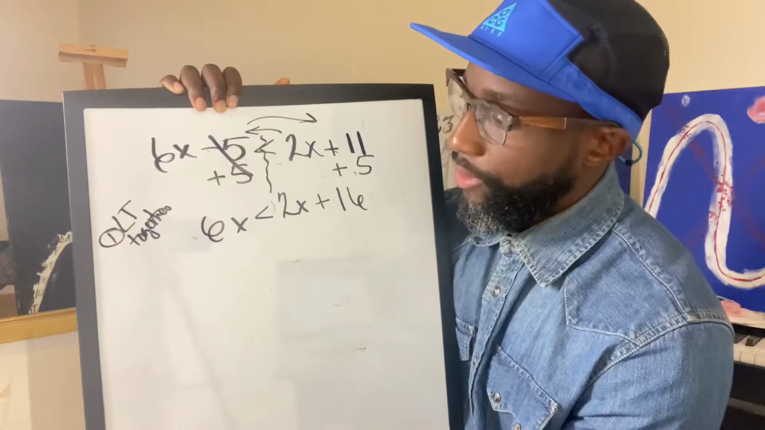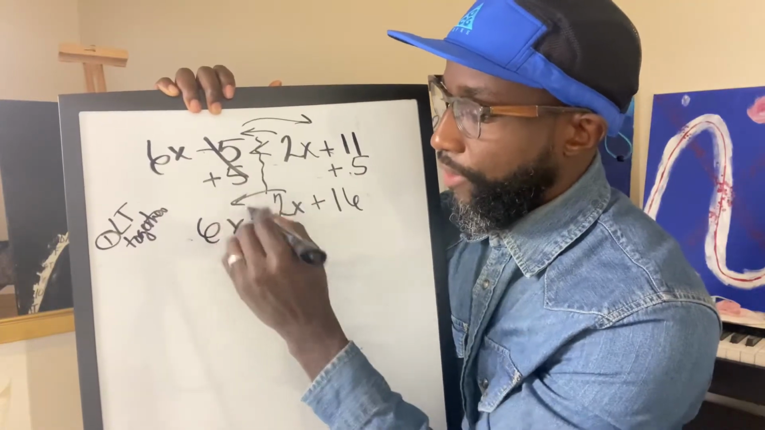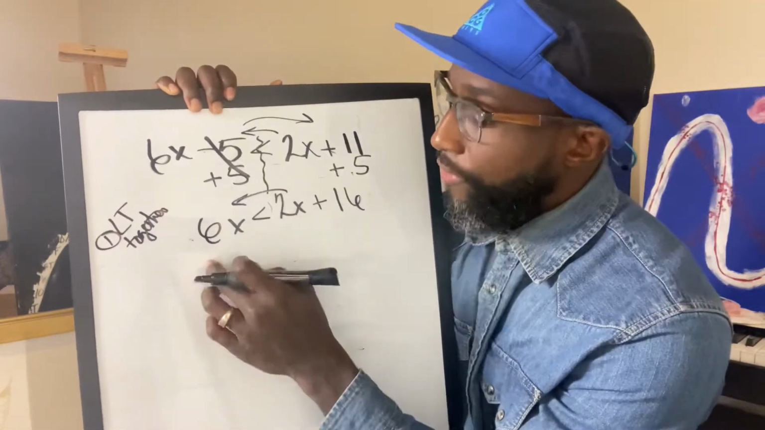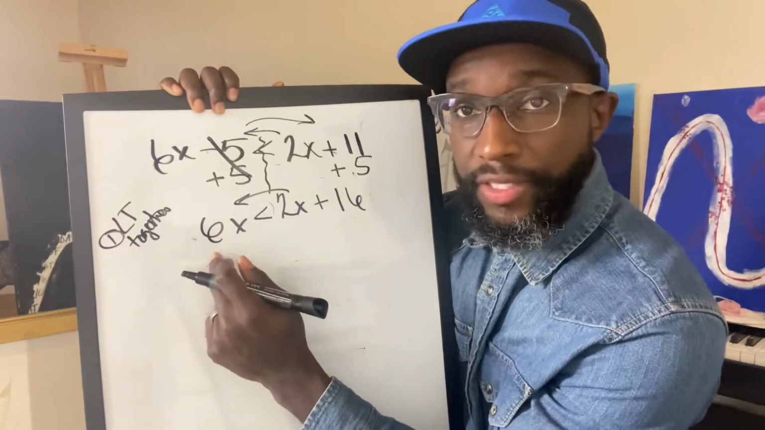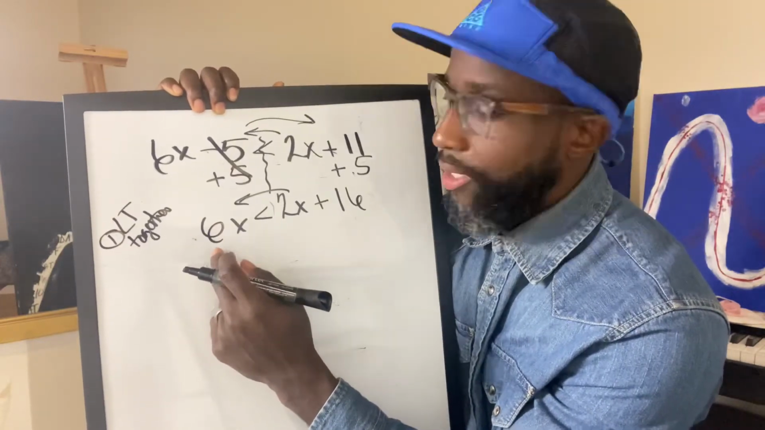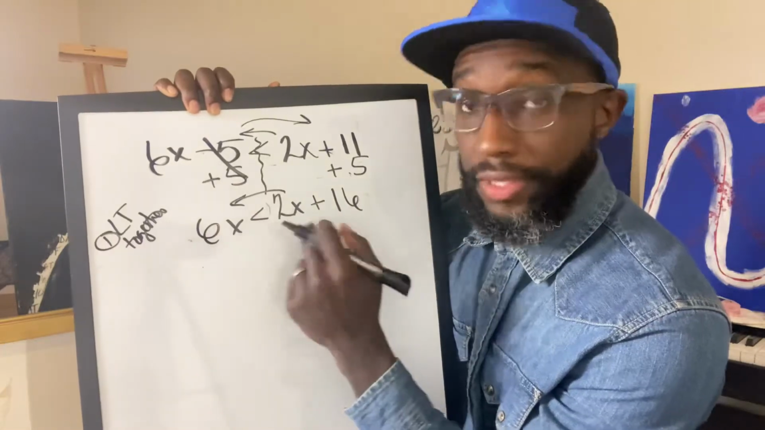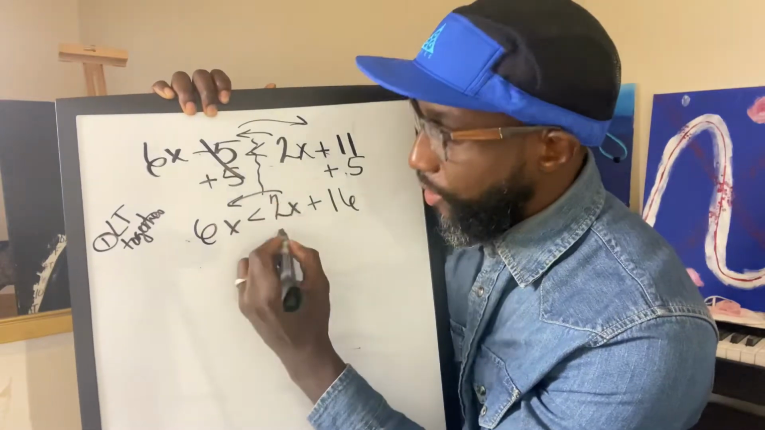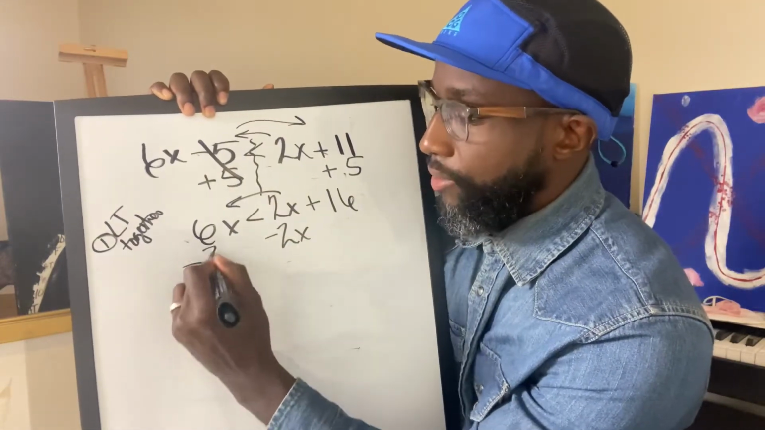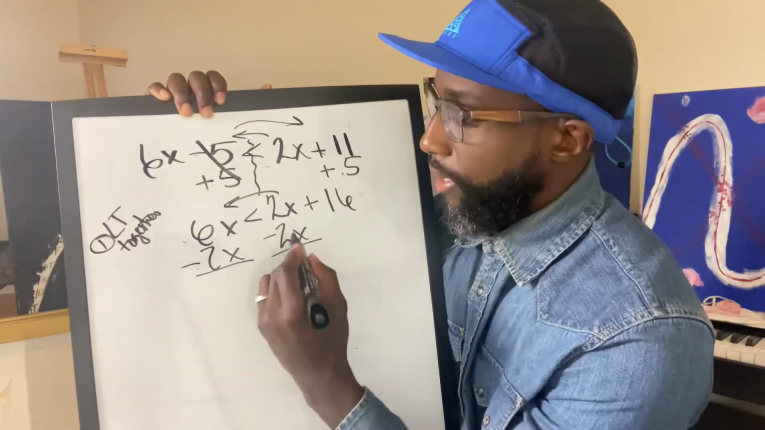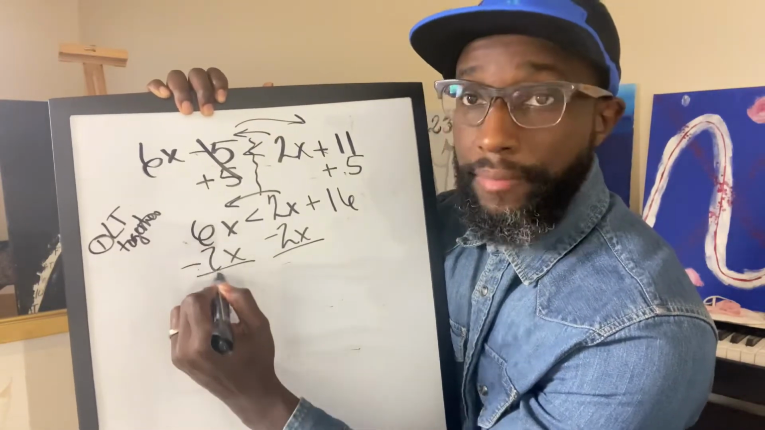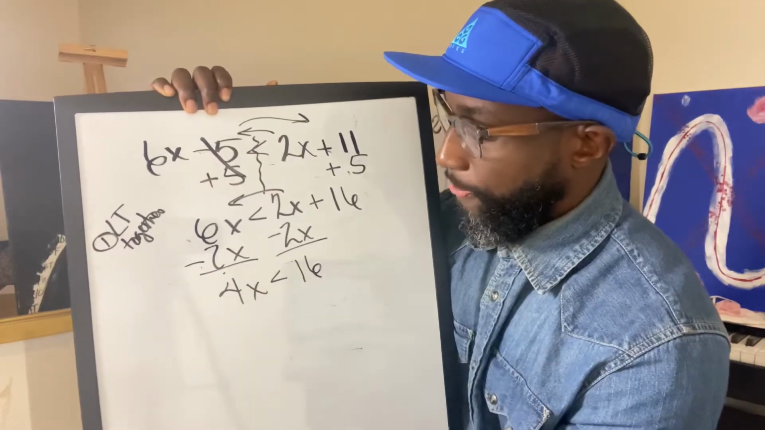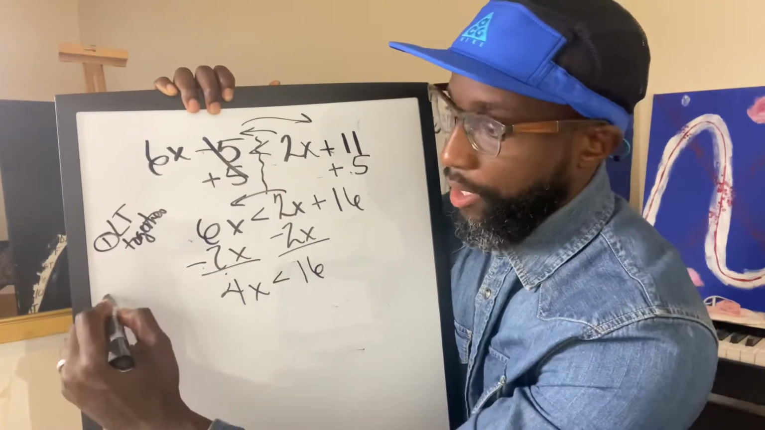The next thing you want to do is move the variable terms together. We're going to move this 2x over to the left side, because the 6x is already there. Because this is a +2x, the inverse requires subtracting 2x. So 6 minus 2 gives us 4x is less than 16. Now we're ready to divide.